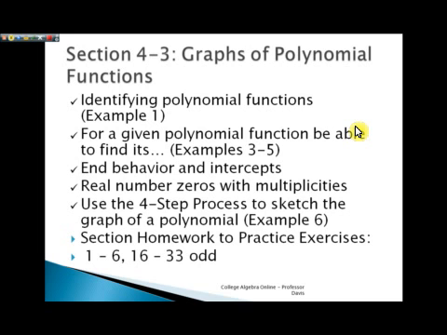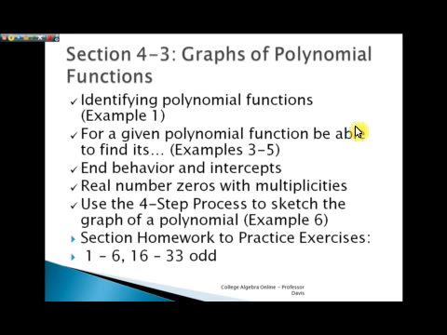We want to be able to find the intercepts, the values where the graph crosses the y-axis and the points where it crosses the x-axis. And that goes hand in hand with the real number zeros, the x-intercepts, and the multiplicities of those, meaning sometimes we get repeated solutions to a polynomial function, so we want to be able to indicate that as well. And then I would strongly urge you to look at the four-step process to sketch the graph of a polynomial in example 6.